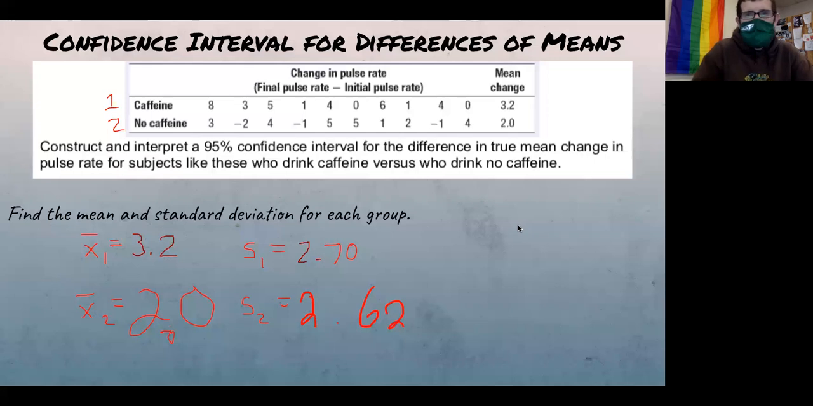All right, so again, this is maybe just a little bit of review on how to find your data. And this may be unnecessary review because like I said at the beginning, if this is a real AP test and they wanted you to come up with a confidence interval, you wouldn't be calculating the standard deviation. That would have to be given to you. But now we can see 3.2 is the mean for caffeine and 2.70 is the standard deviation. 2.0 is the mean for no caffeine with 2.62 as the standard deviation here.